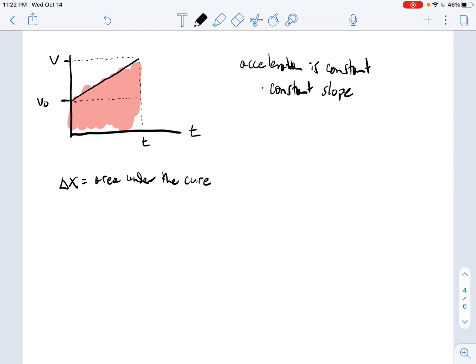So looking at the area of our rectangle, our area is going to be length times width, which in this case we're going to have a width here of t. Our height is going to be v initial, so that area is going to be v initial times t.